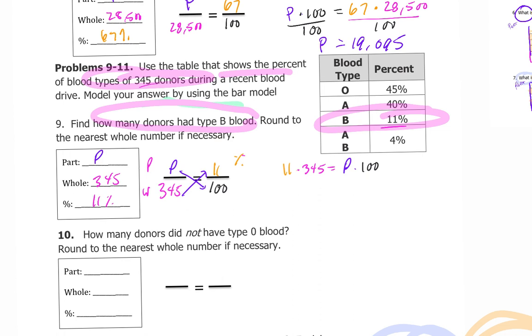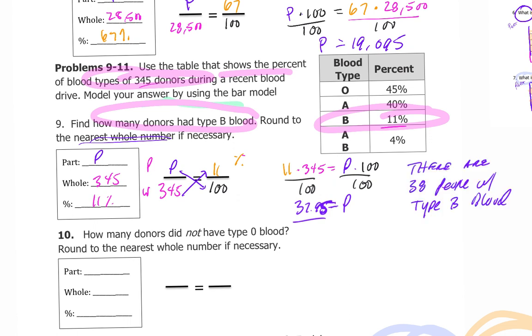Hit pause, solve. P equals 37.95. But we don't want to talk about 37.95 of a person, right? So we're going to round. It says right there, round to the nearest whole number if necessary, because we don't want to talk about part people, right? So we're going to say that's 38. There are 38 people with type B blood. The biggest thing we want to do is understand what we just found, okay?